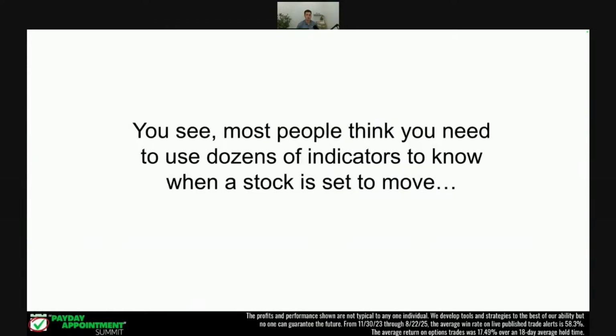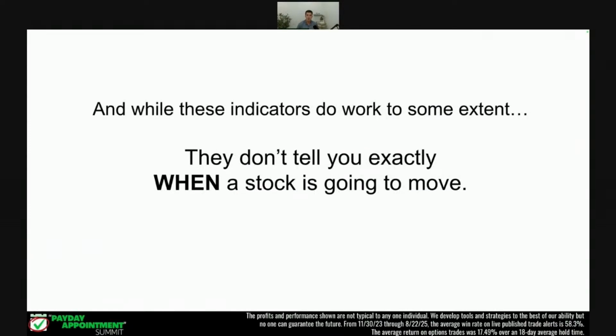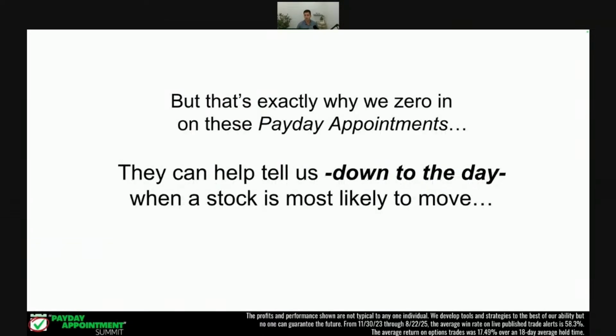Now listen, not everyone is finding that type of success in their trading. You see, most people think that you need to use dozens of indicators to know when a stock is set to move. We've heard people swear by trend lines, Bollinger Bands, dozens of different moving averages. And while those indicators can work to some extent, they don't tell you exactly when a stock is going to move. Best case scenario, they predict a stock's move after the majority of returns have already been made.